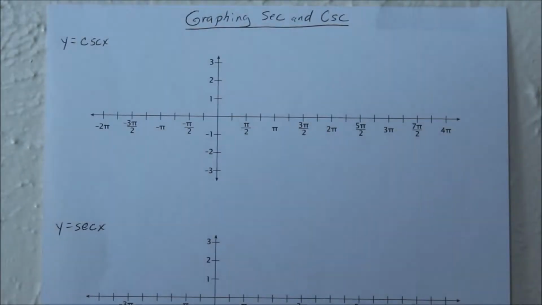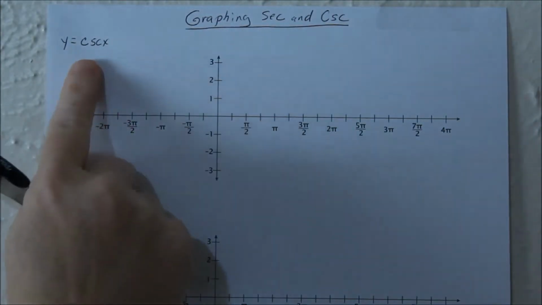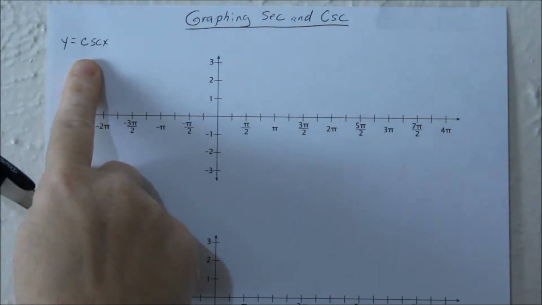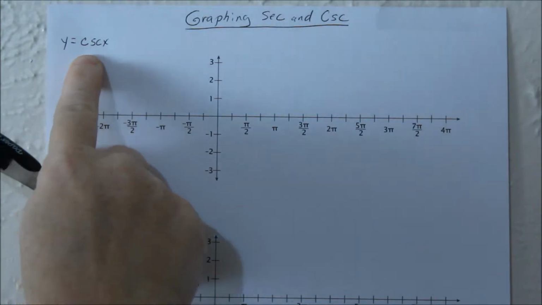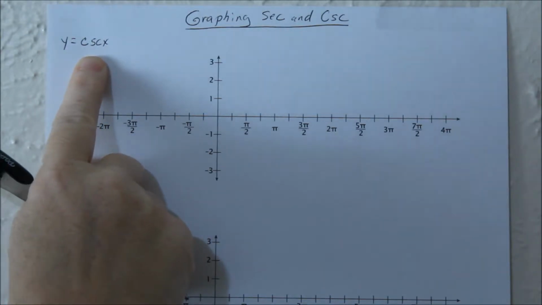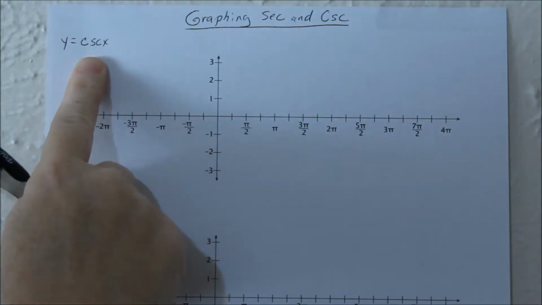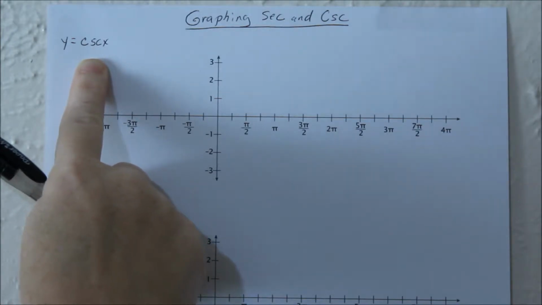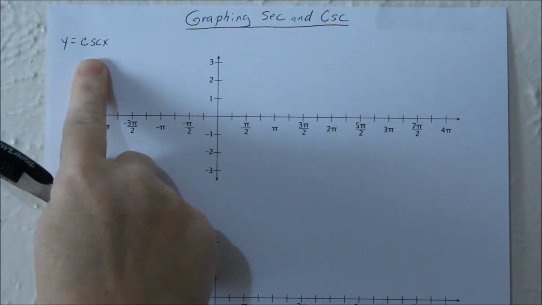Okay, today we're going to be graphing secant and cosecant. Right now this is not any specific problem in the book, so I just want to graph your basic cosecant, y equals cosecant x. This is the simplest way that I graph them. Again, I don't plug in numbers and then go from there. So I'm just showing you the way that I like to do it.